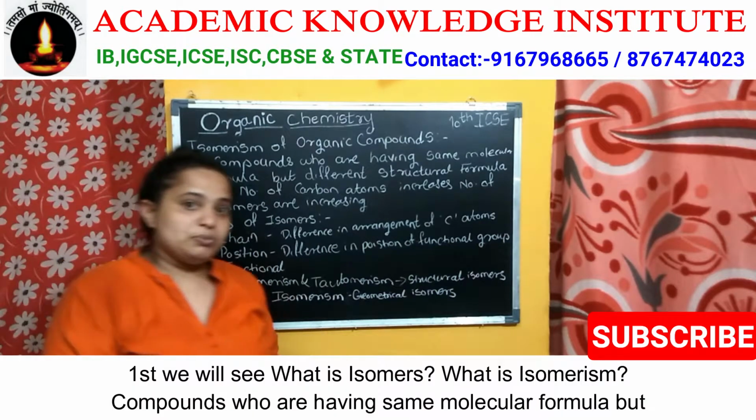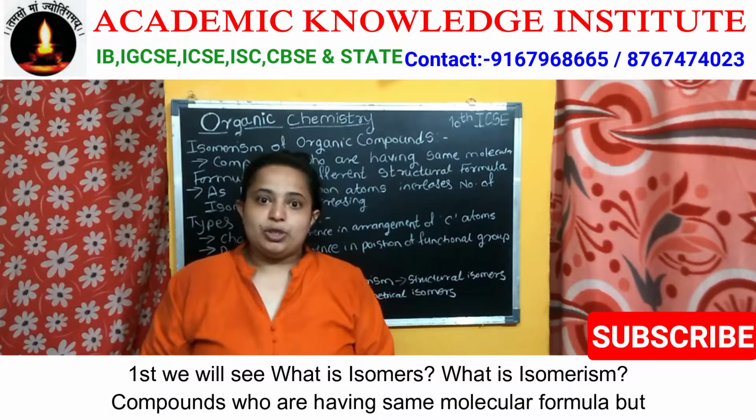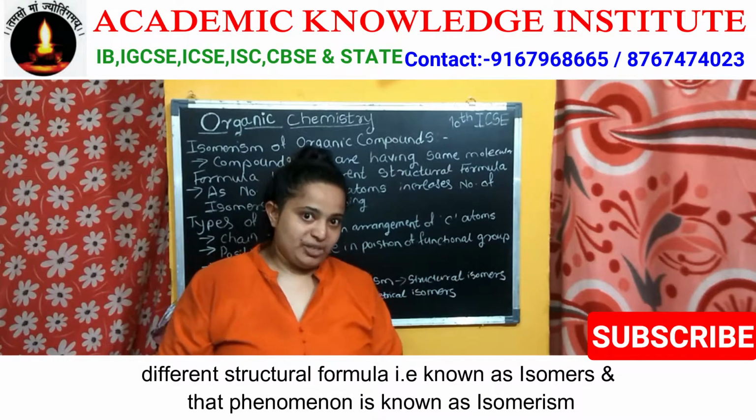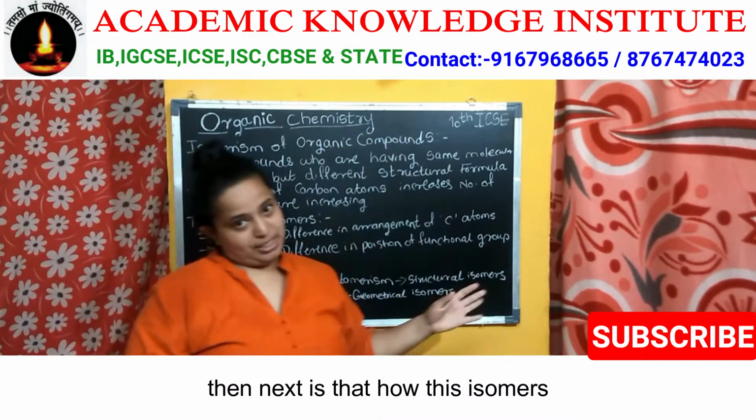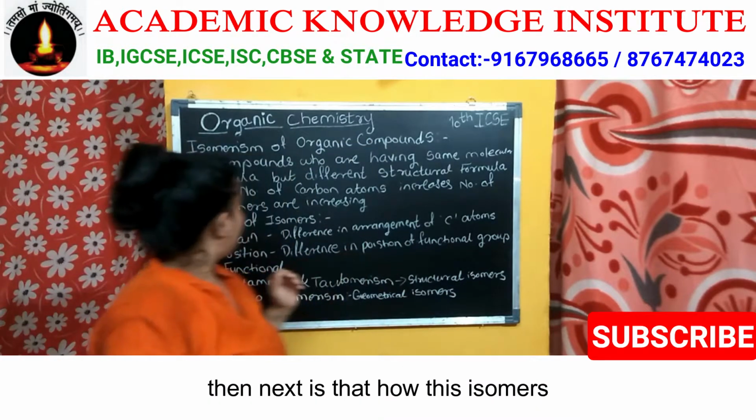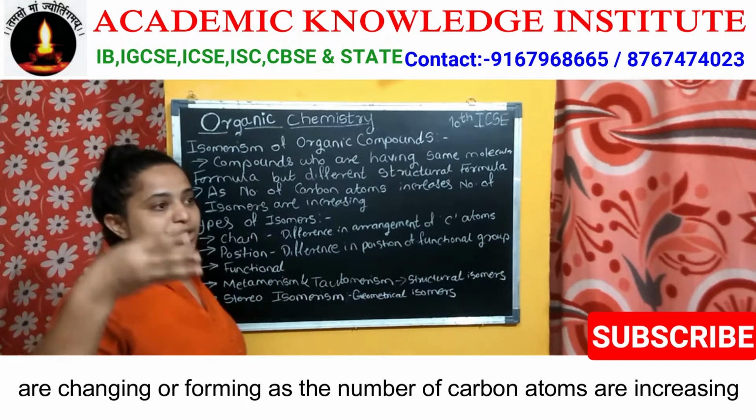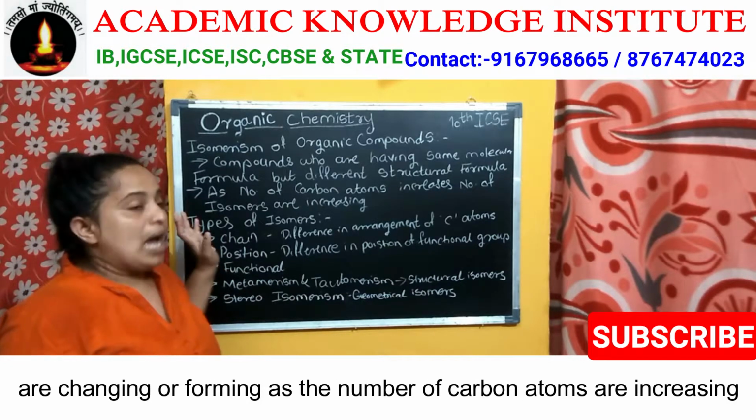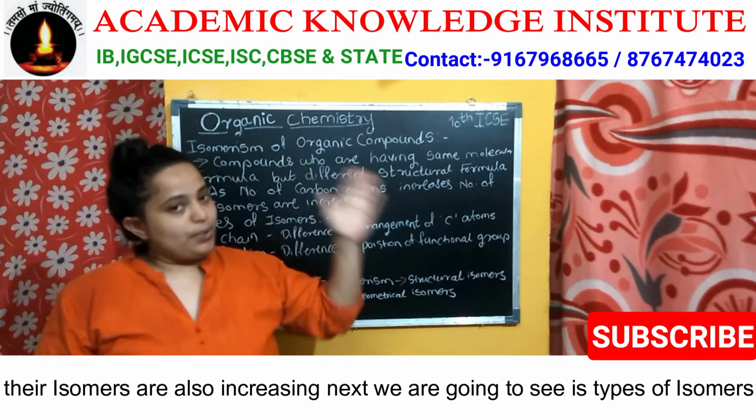What is isomers? What is isomerism? We will see that. The compounds which have the same molecular formula but different structural formula are known as isomers, and that phenomenon is known as isomerism. Okay. The next thing is how these isomers are forming. As the number of carbon atoms increases, the isomers also increase.